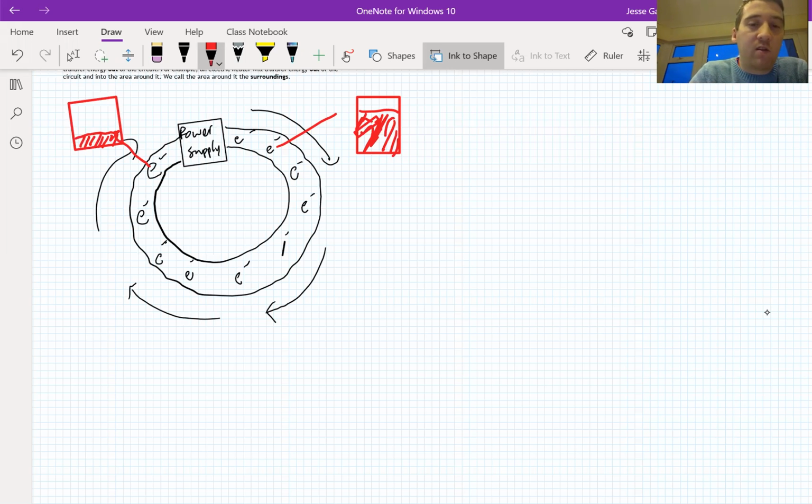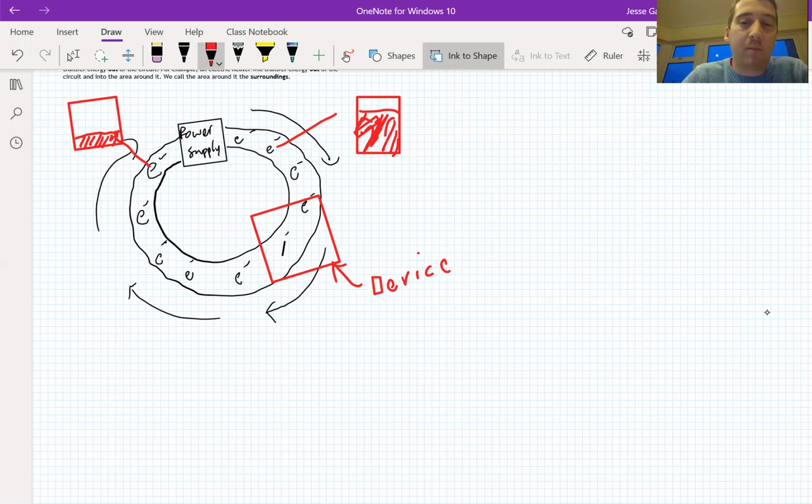Now we do this by putting what we call a device into the circuit. A device is an object which is able to transfer energy from inside the circuit to outside of the circuit. So this is what we call an electrical device.